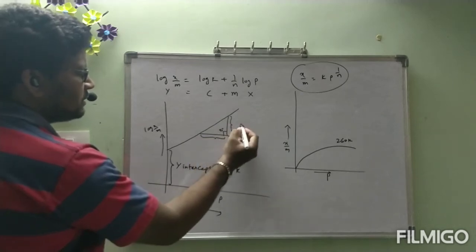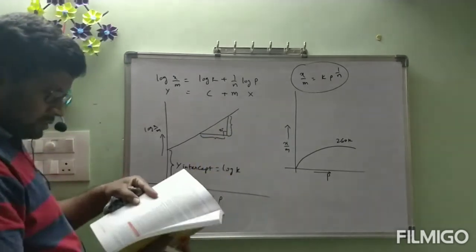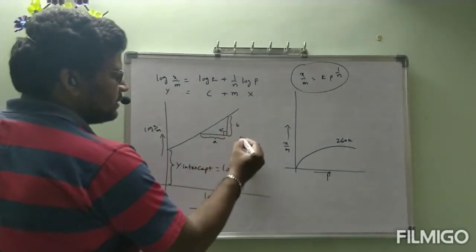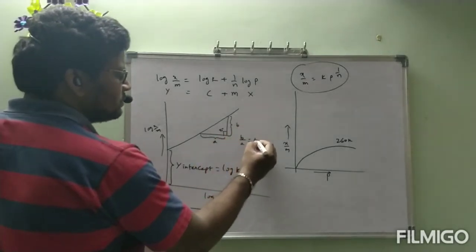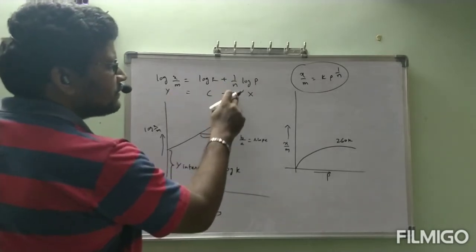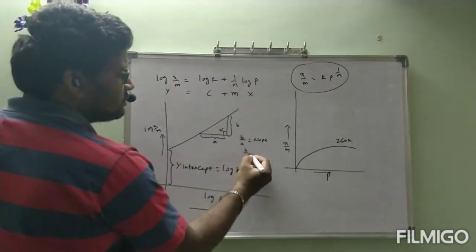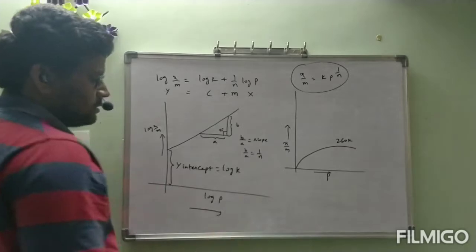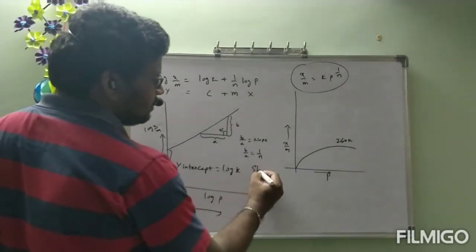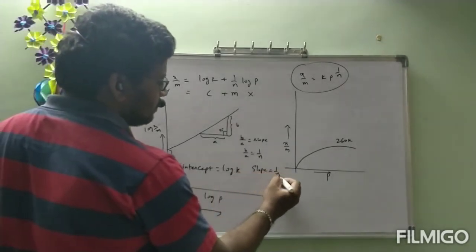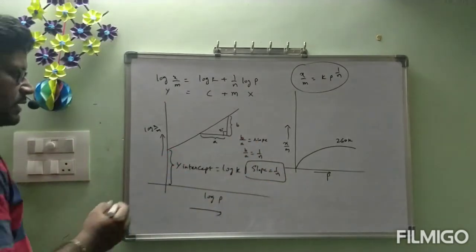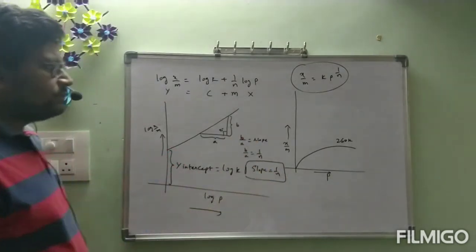Let us consider B and A. This one they took as B, this is A. B by A is equal to slope. Where m is in the equation, instead of m we have 1 by n. So B by A is equal to 1 by n. Slope is equal to 1 by n finally. Slope is equal to 1 by n. Intercept is equal to log k.